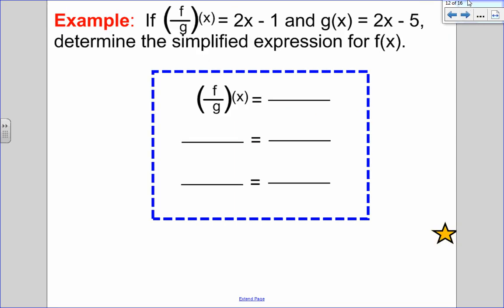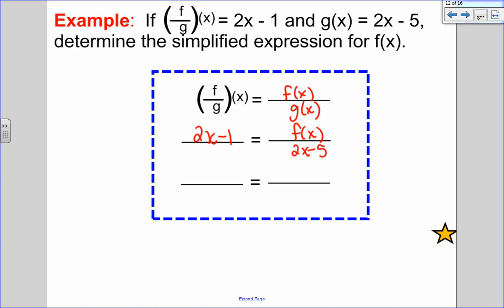So I have f over g at x is equal to a linear. G of x is a linear. I want to determine a simplified expression for f of x. So f over g at x is f of x over g of x. So f over g at x is just that linear function 2x minus 1. F of x we don't know, and g of x is 2x minus 5.